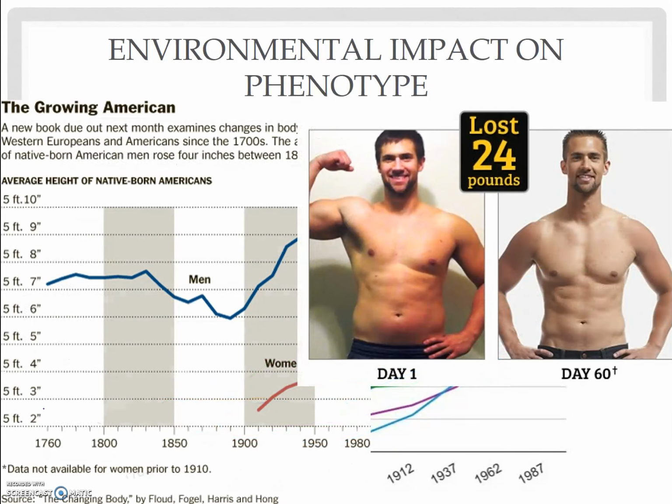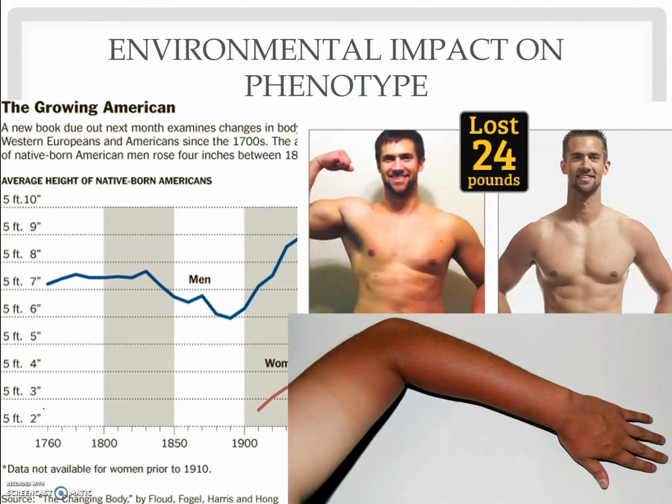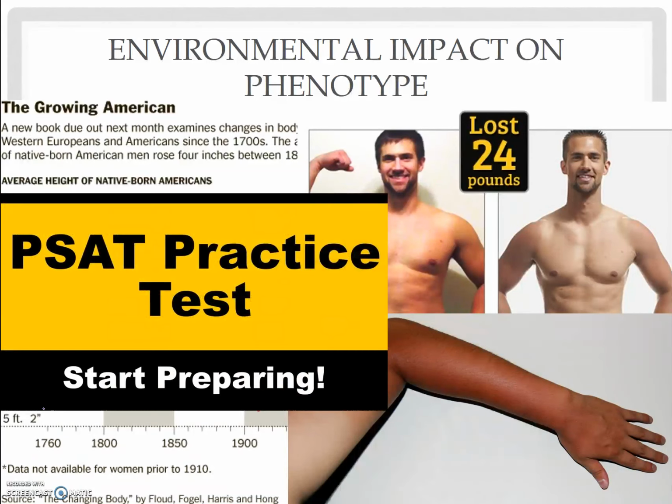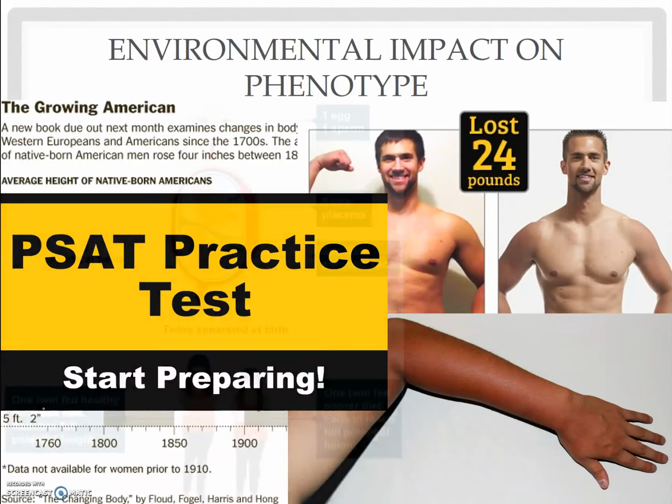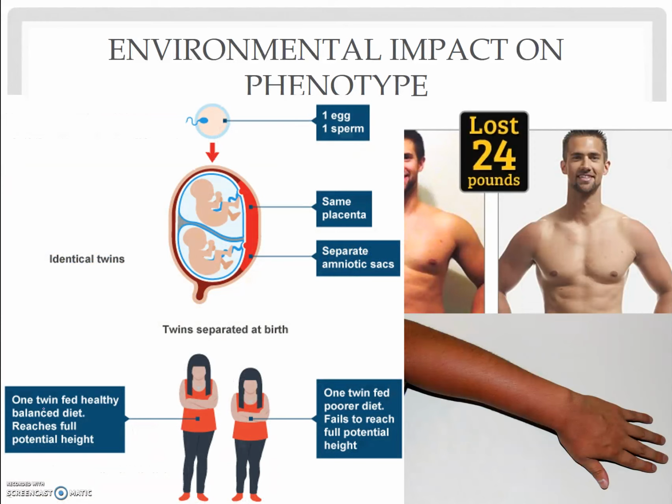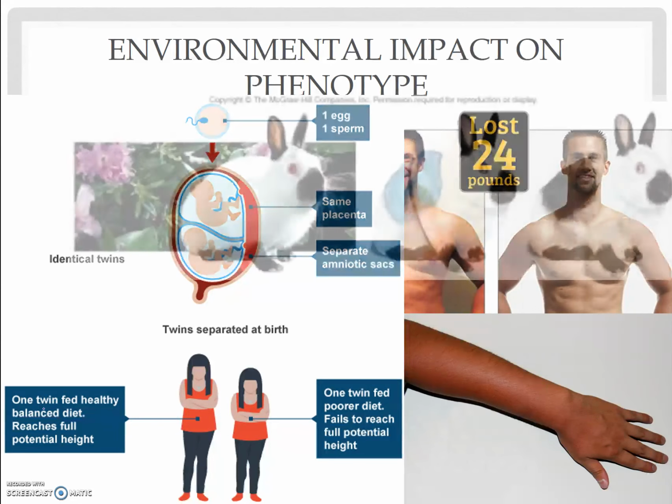Exercise is not inherited, but does have an impact on phenotype. Or the sun. When you're in the sun, you actually increase gene expression for the pigment melanin, making your skin darker. Practice for test review also changes your phenotype by making you more intelligent. And we can see the effects of nutrition on phenotype on studies with identical twins. We can see how diet affects them.